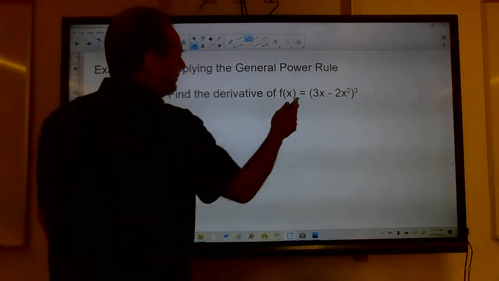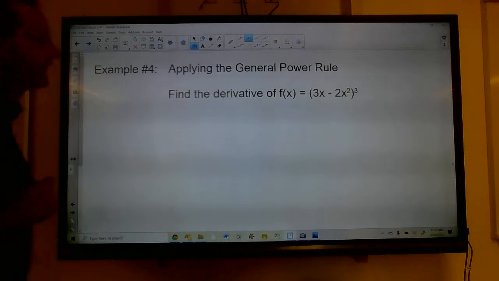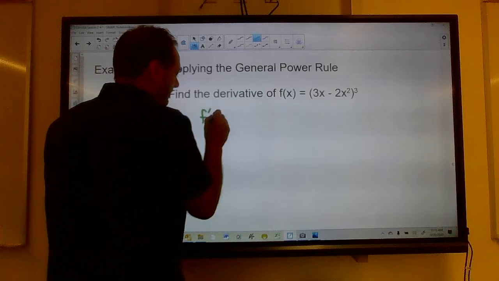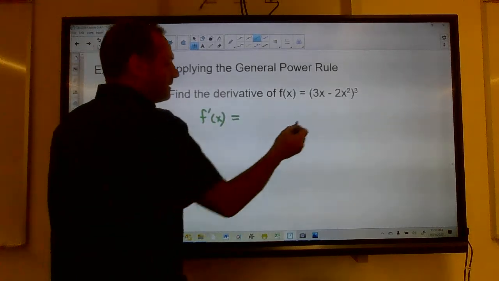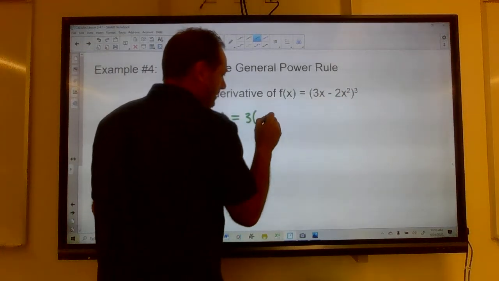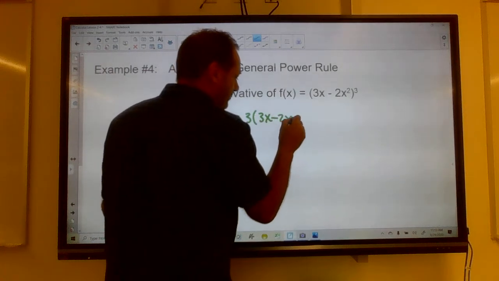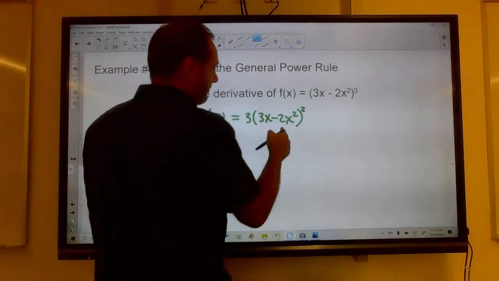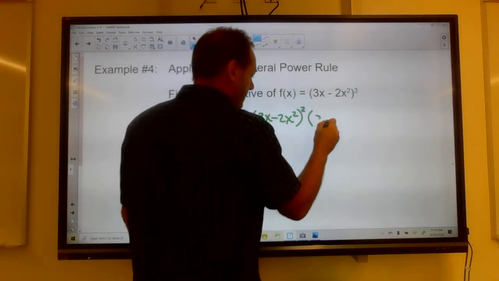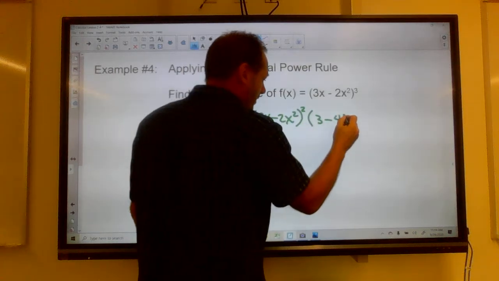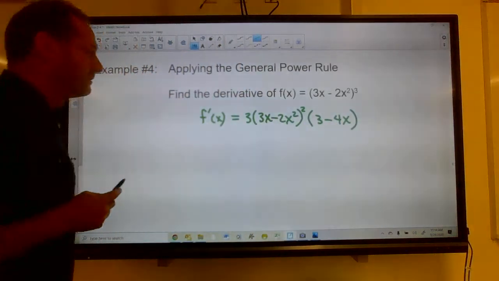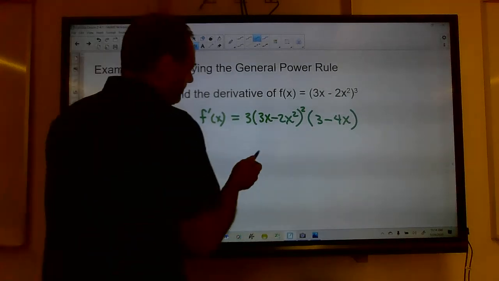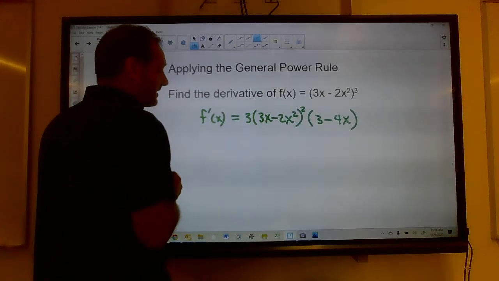So let's find the derivative of f of x equals 3x minus 2x squared to the third power. So f prime of x, 3 times 1 is 3, times 3x minus 2x squared, drop the power by 1. Now I've got to take the derivative of the inside. That's going to be 3 minus 4x. You might simplify that a little bit, or you can just leave it just like this.